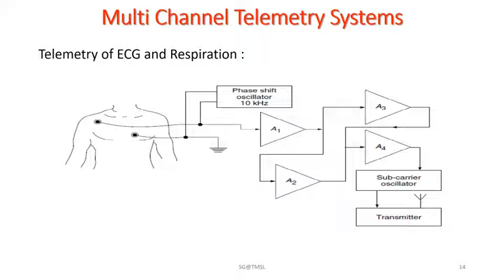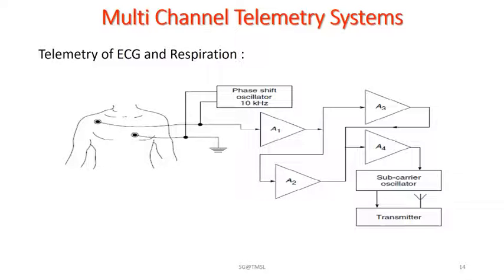Now, respiration is detected by the impedance pneumographic principle, by using the same pair of electrodes that are used for the ECG. A 10 kilohertz sinusoidal constant current is injected through electrodes E1 and E2. There must be two electrodes which must be attached across the subject's thoracic cavity.